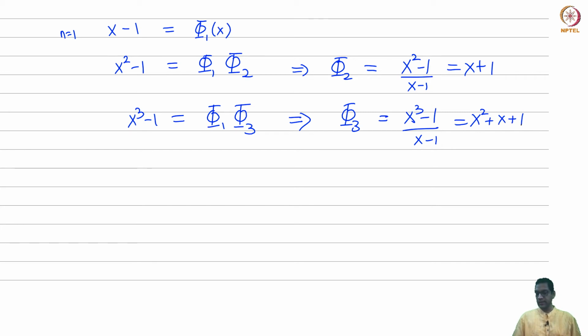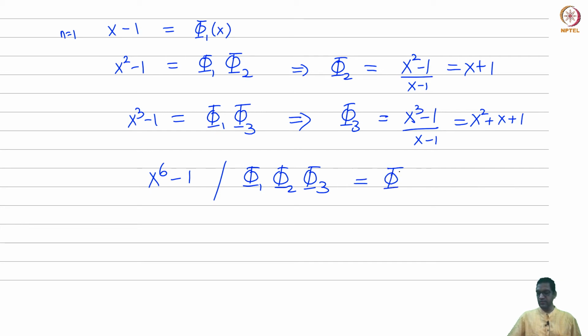Okay, and so on. So for example, if you wanted to do it for phi 6, this is x to the 6 minus 1 equals phi 1, 2, 3 and 6, and from here you could just take x to the 6 minus 1 and divide it out by the preceding 3 fellows.